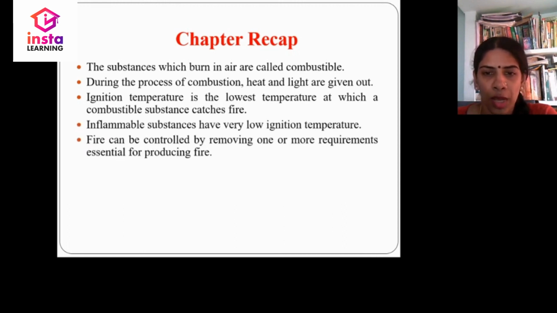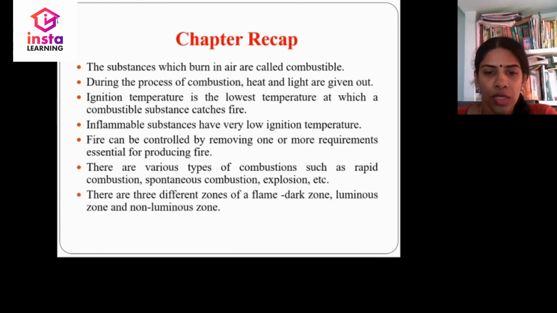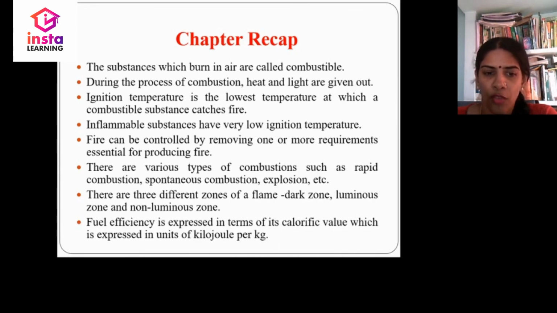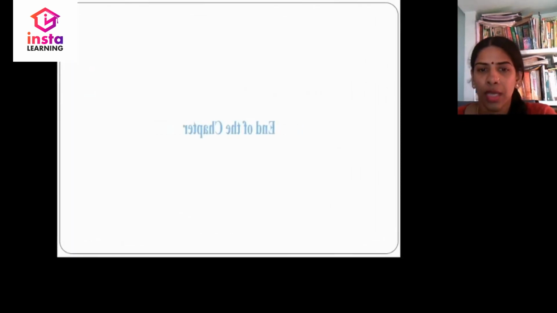Fire can be controlled by removing one or more of the requirements essential for producing fire. There are various types of combustion, such as rapid, spontaneous, and explosion. There are three different zones of a flame: dark zone, luminous zone, and non-luminous zone. Fuel efficiency is expressed in terms of its calorific value, that is, its unit is kilojoules per kg. This ends the chapter.